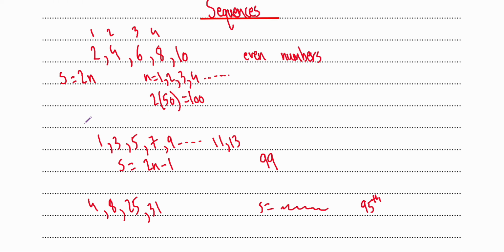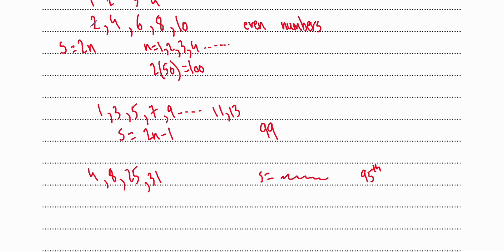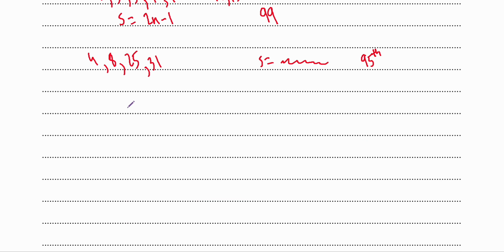So now, how do we actually get the formula for the sequence? Well, 2n is very easy. 2n minus 1 is still easy. But if I gave you the sequence, let's say I gave you 4, 8. No, let's not start with 4. Let's start with 6. I gave you 6, 10, 14, 18, and so on and so forth.